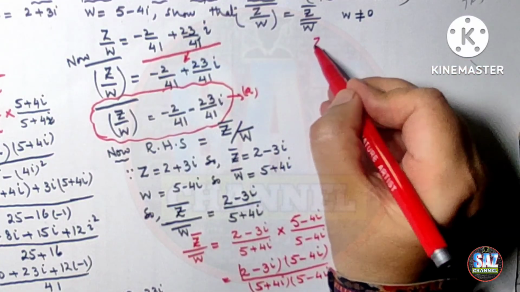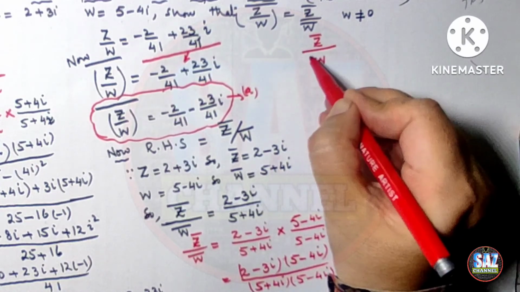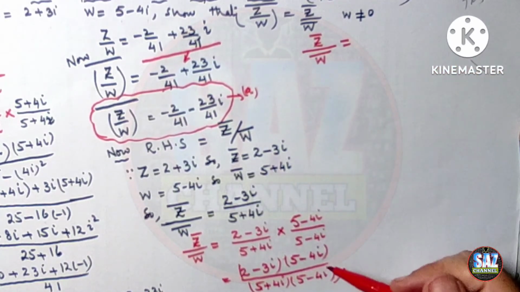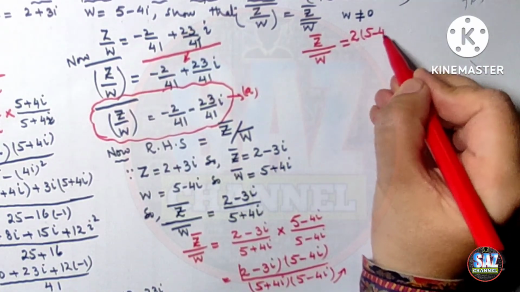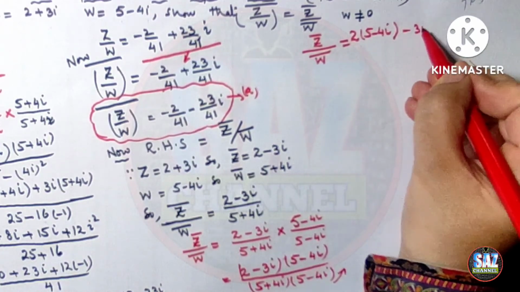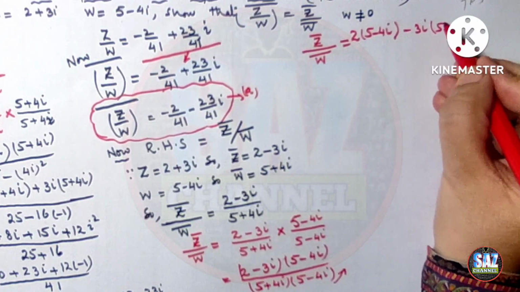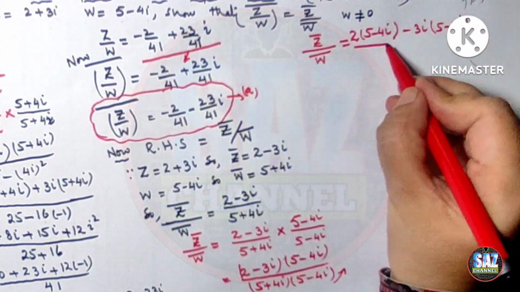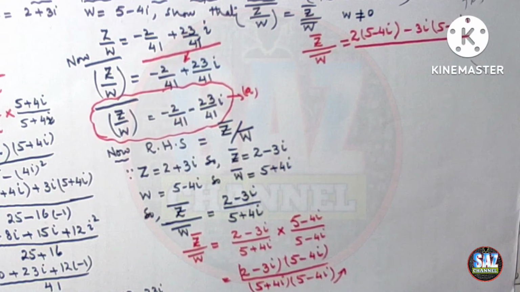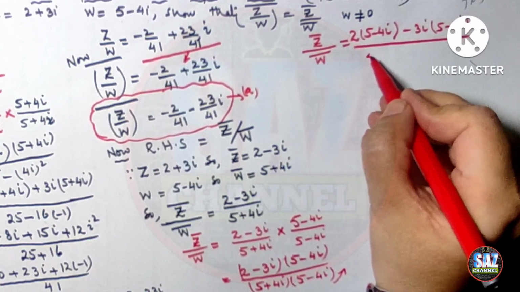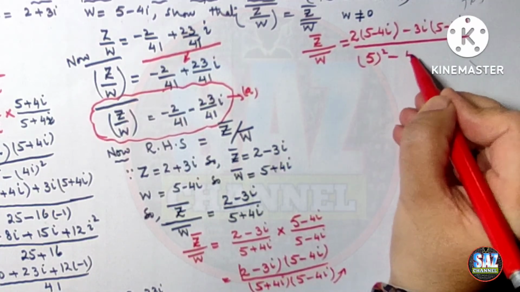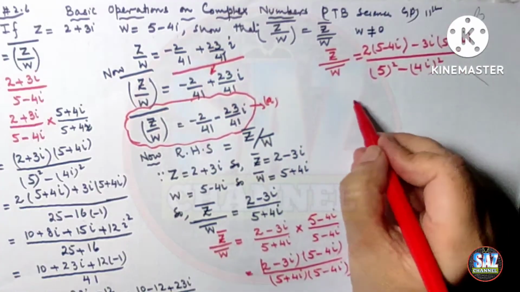Z bar upon W bar. Okay, first we have to multiply the numerator carefully: 2 into (5 minus 4 iota) minus 3 iota into (5 minus 4 iota). Now look at the denominator carefully. Here we have two brackets, and in both the brackets we have the same numbers with opposite signs. So recall which property we can apply. We can apply the difference of two squares, and it will take the form 5 square minus (4 iota) whole square.